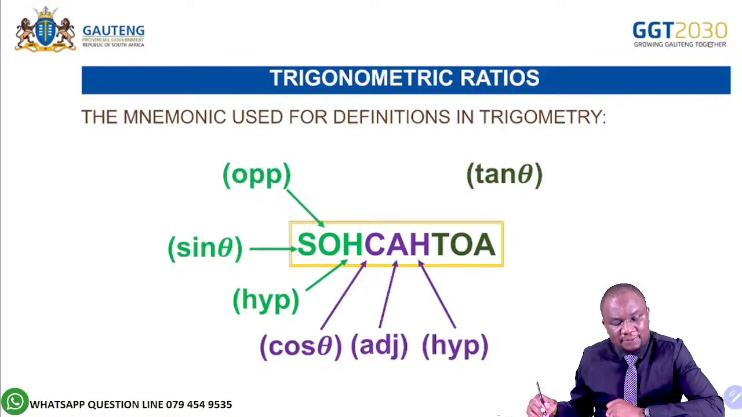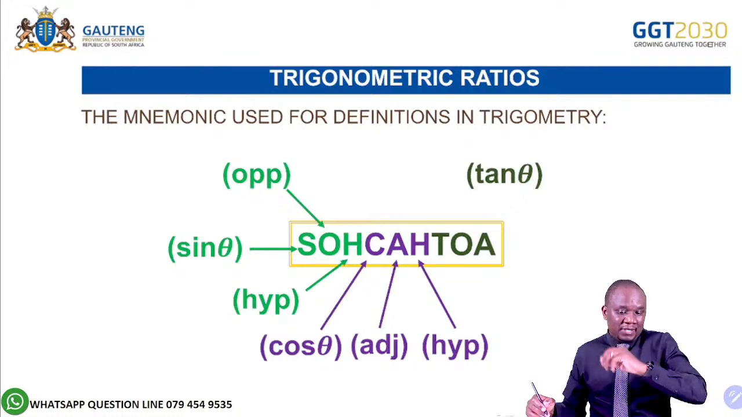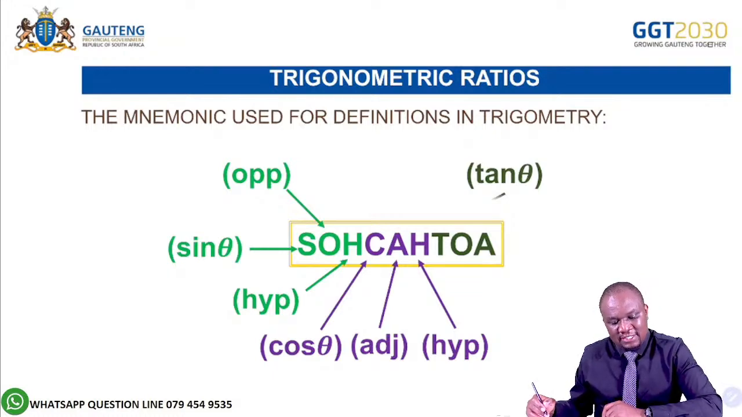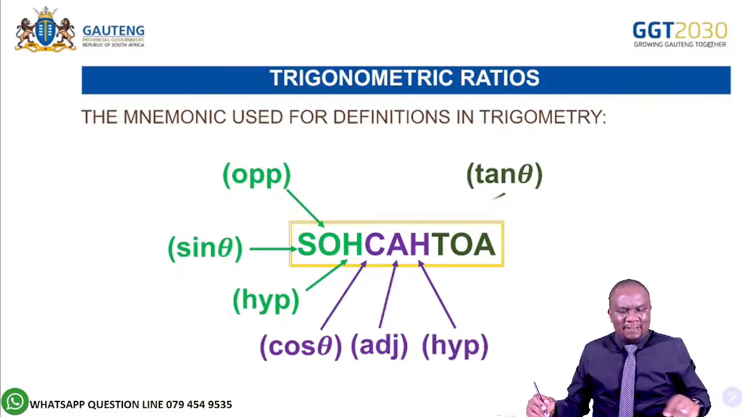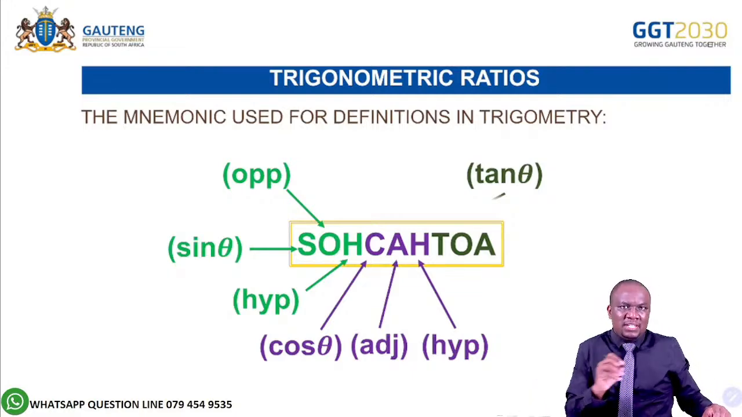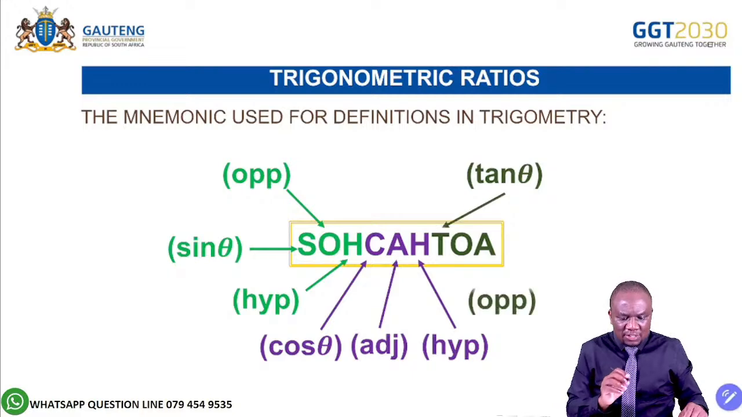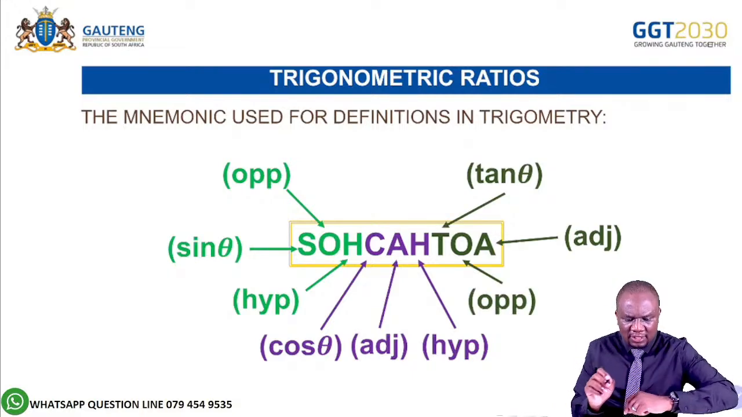Please remember that. And then the TOA part, the T there for tan theta, the O for opposite side over adjacent side. You don't need to write everything. Just write the part which is in the box, the SOHCAHTOA part. You remember. You don't need to write all those other things there. No. Don't. Just SOHCAHTOA. 30 seconds.